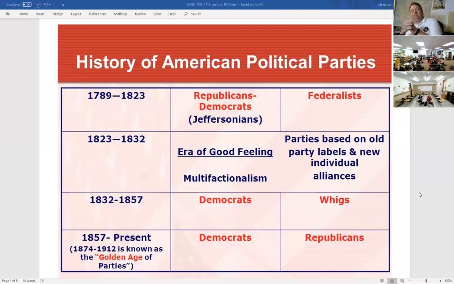You had these factions, but this era was basically characterized as an era of good feelings, politically speaking, and you didn't have really a staunch 2-party system. That returned in 1832 with the election of Andrew Jackson.